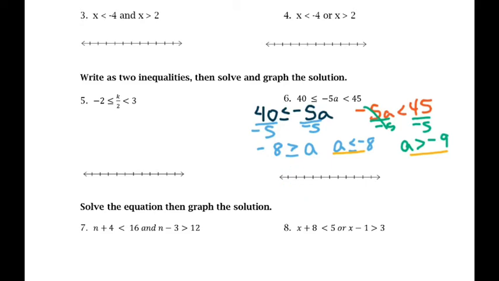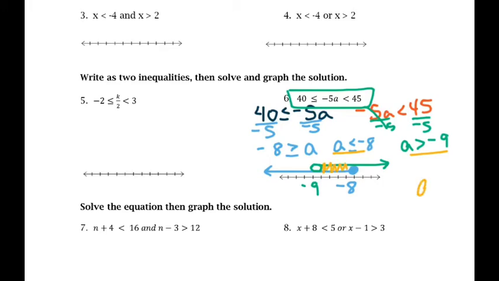actually, I think looking at all this, I better change some things. So I'm going to have -8 over here, colored in dot, less than going that way. And then the green one, -9, going to have an open dot going that way. Now again, because this is a compound inequality, it has to be both at the same time. That's why it's written like that. And so where does that happen? It's happening right in between.